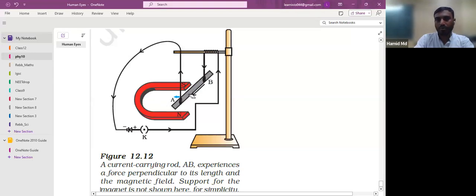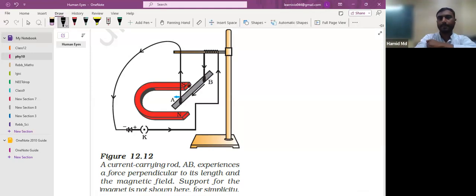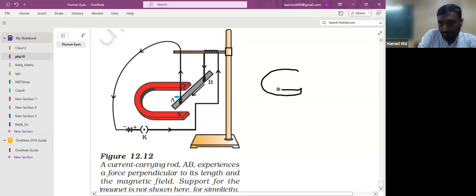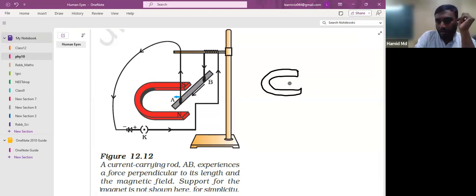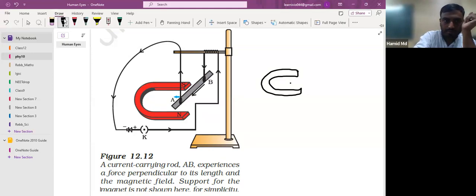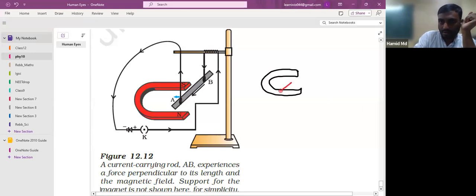When we switch on, let me explain it a little bit again. This is a horseshoe type magnet, right? And we are passing one current carrying wire. Let me make it with red color. This is a current carrying wire.